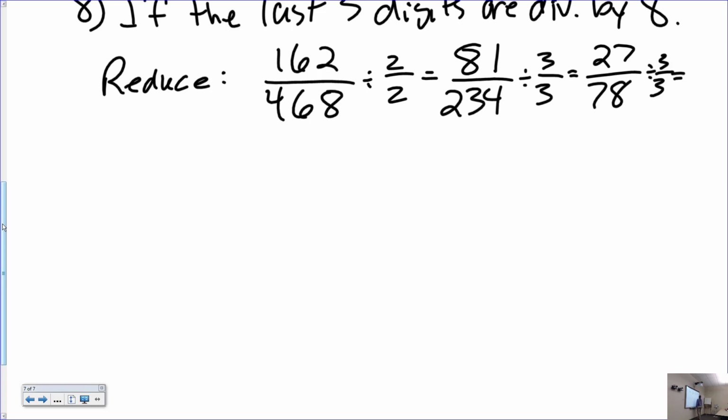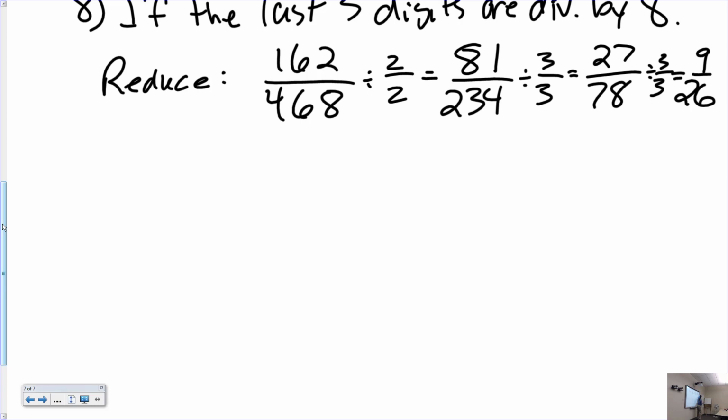27 divided by 3. 78 divided by 3. 26. Are we done? This 3 can go into 26 and 9. 3 can go into 26, because what's 2 plus 6? 2 plus 6, 8. Can 3 go into 8? No. So we're done with 3s, folks.